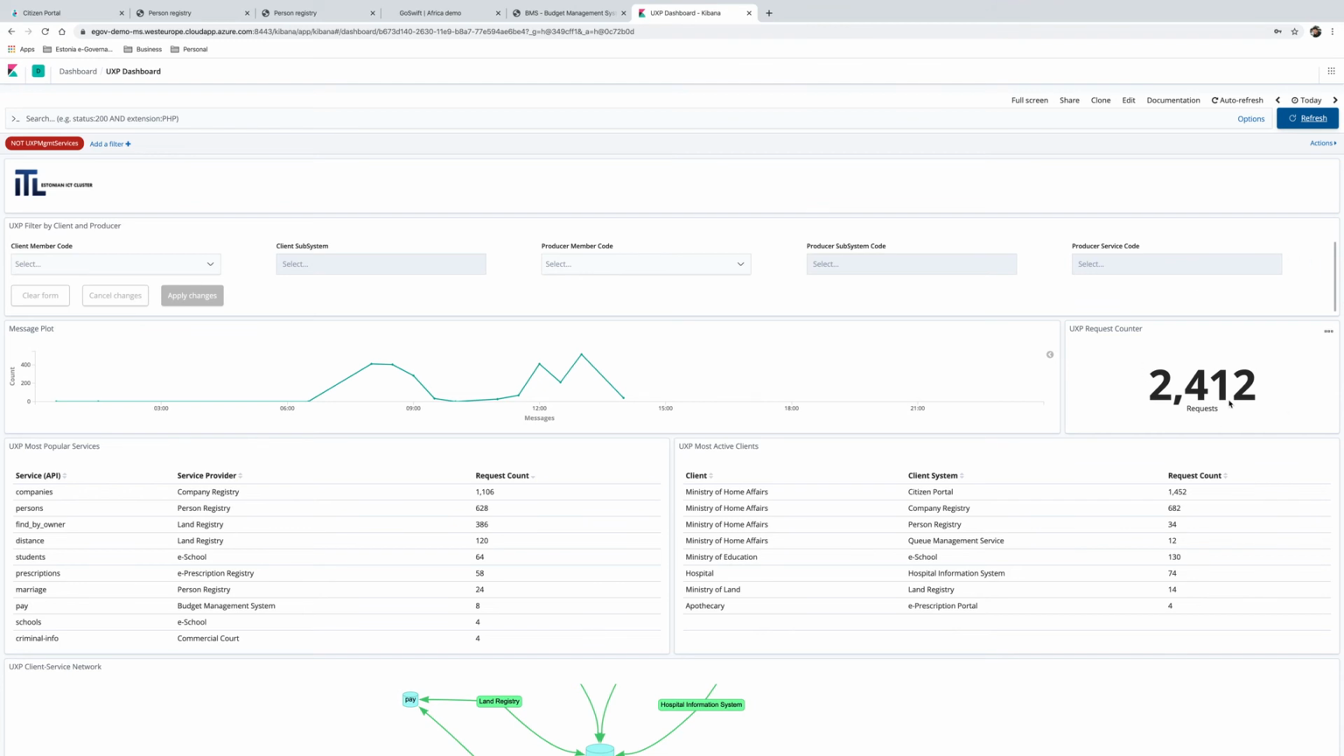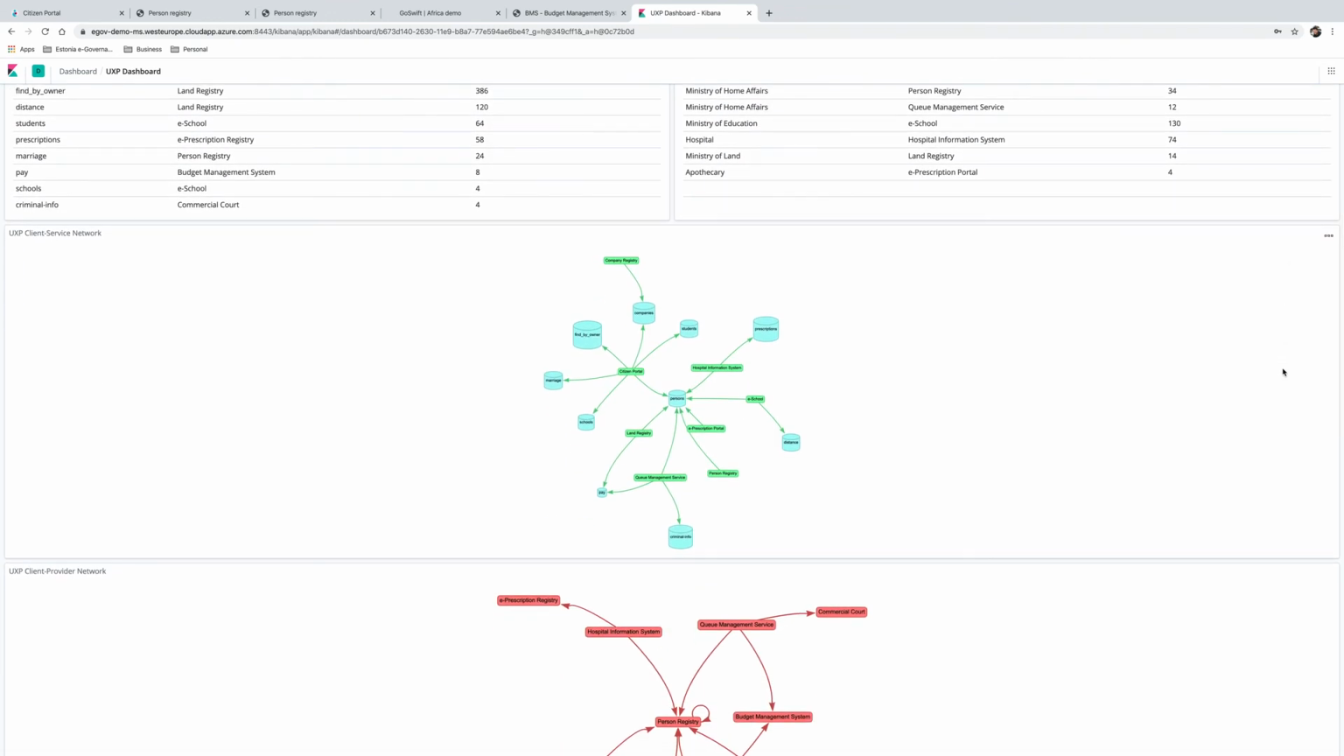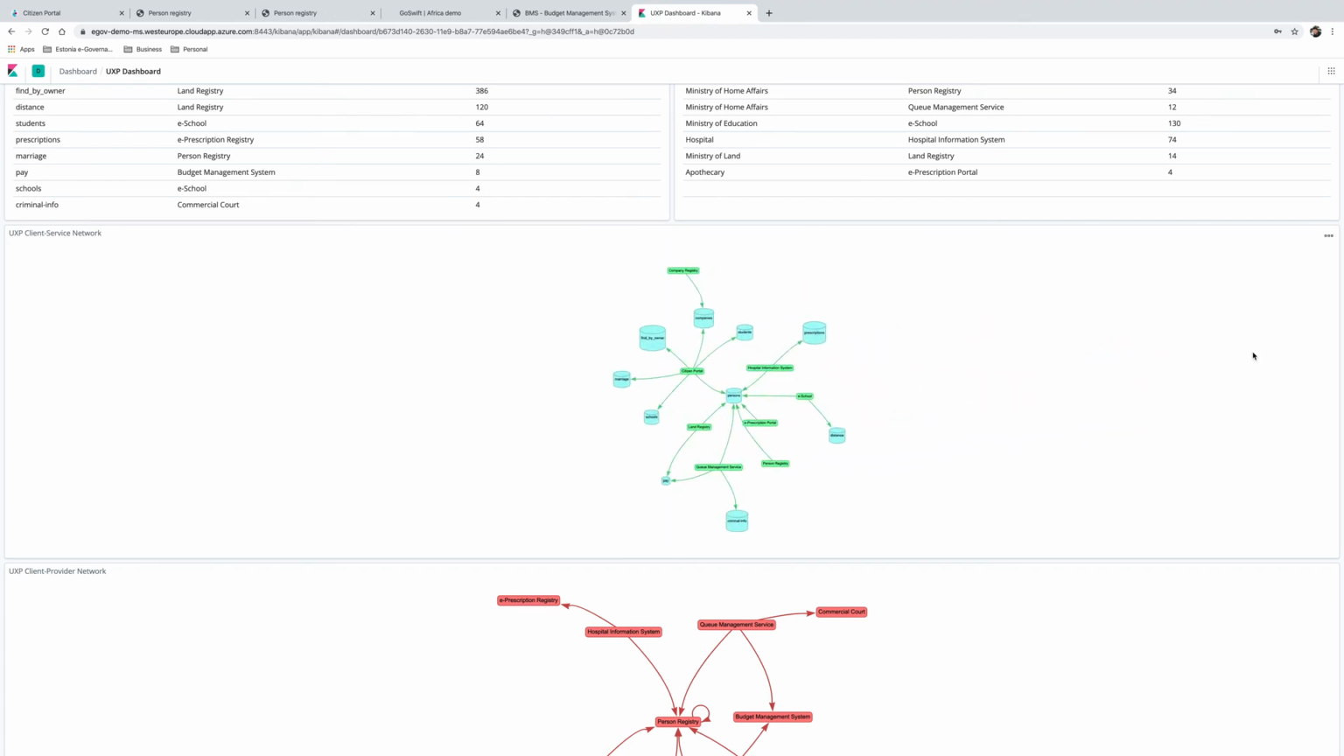We can see the different services and systems located in different ministries and agencies exchanging data, as well as a visualization of the systems involved. Once we refresh the data, we can see the new transactions of data exchanged between the systems. We can see the information on the basis of the different services and client systems involved, such as the Citizen Portal, Company Registry, Person Registry, Queue Management Service, Hospital Information System, and others.